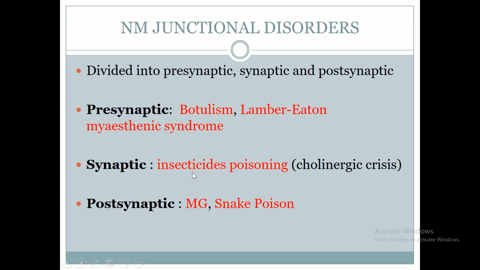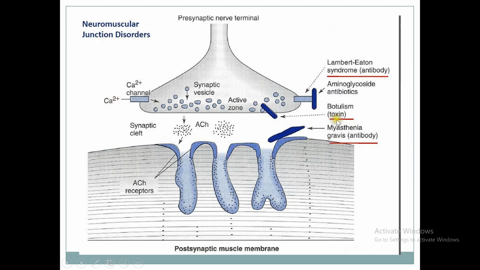What are the important presynaptic disorders? Botulism and Lambert-Eaton myasthenic syndrome. Synaptic neuromuscular junctional disorders are in fact more common than these postsynaptic ones. You must have seen cases in the Poisoning Center in JPMC in Ward 5 medicine ward, where patients with these synaptic neuromuscular junctional disorders are present after accidental or intentional insecticide poisonings.